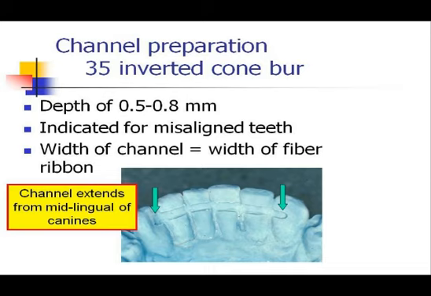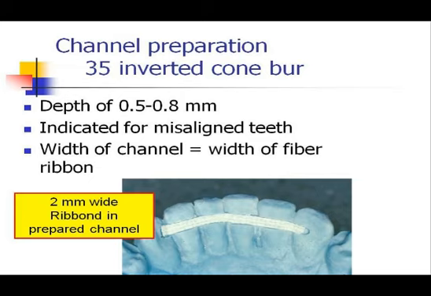The indication for the channel for mandibular splinting is misaligned teeth. The width of the channel will equal the width of the fiber ribbon. The channel will extend from the mid-canine to the mid-canine on both sides. It'll be all at the same height at the transition between the middle third and the incisal third of these teeth. Here we can see a 2 millimeter wide ribbon sitting in the prepared channel. It's easier to adapt it when we place it.